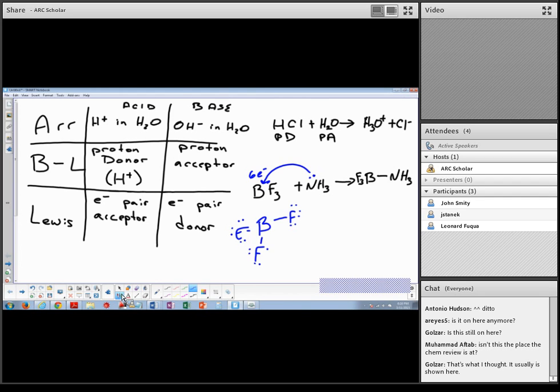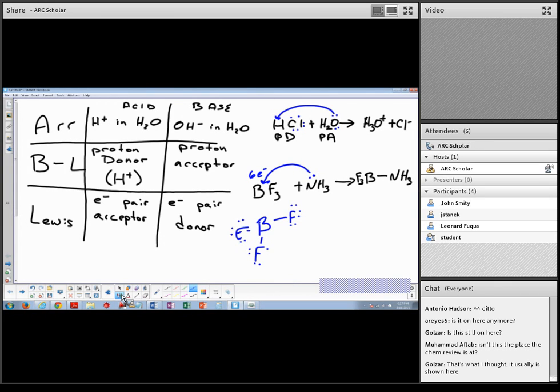Chlorine. Chlorine's a good guess. It's got 3 lone pairs, right? What else has lone pairs? Oxygen. Right? So what's happening here is those lone pairs on oxygen, they're picking up that proton.